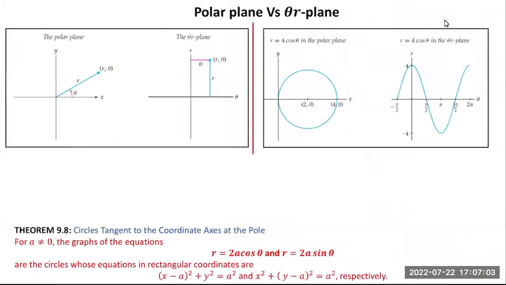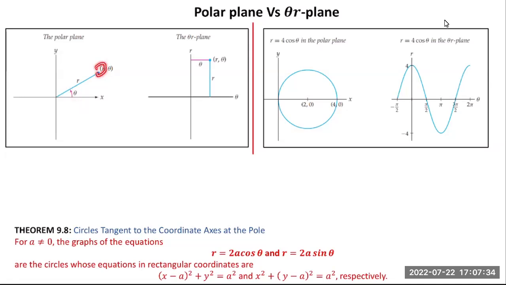I want to start with this definition, polar plane versus theta-r plane. Recall that the polar plane is a plane where you take your x-axis to be the polar axis and the origin to be the pole. In that polar plane, we can mark a point (r, theta), where theta is the angular measurement. If the angle is positive, it is an anti-clockwise angle. You measure the angle anti-clockwise, and if the angle is negative, it should be a clockwise angle, as we discussed earlier.